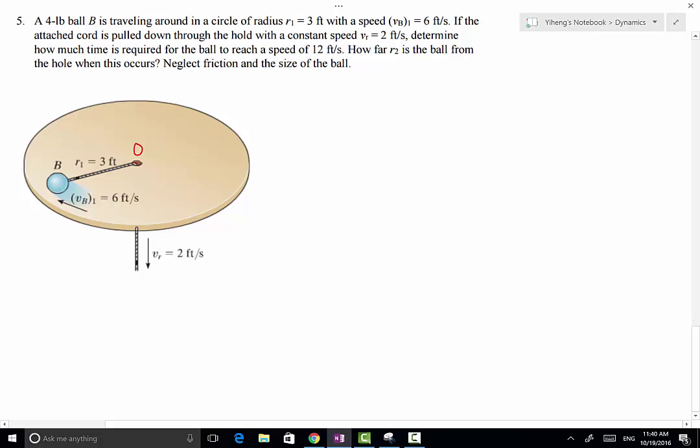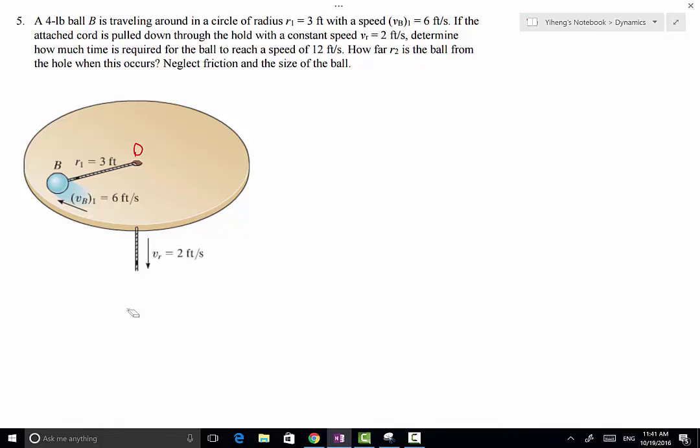During this process, the ball is still circling in this fashion. We need to determine how much time is required for this ball to reach a total speed of 12 feet per second if this cord is being pulled with a constant speed of 2 feet per second. We also need to determine how far the ball will be from the hole when that happens. We can neglect the friction and the size of the ball.